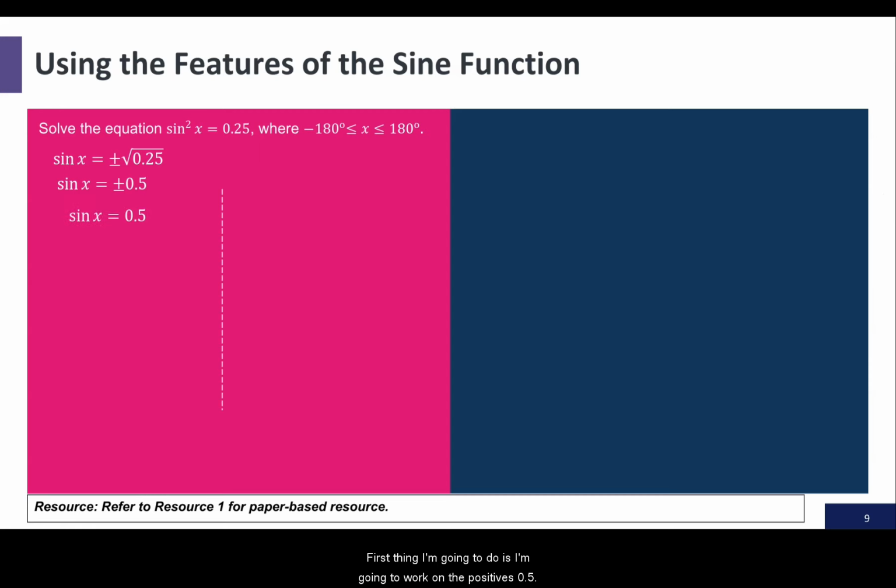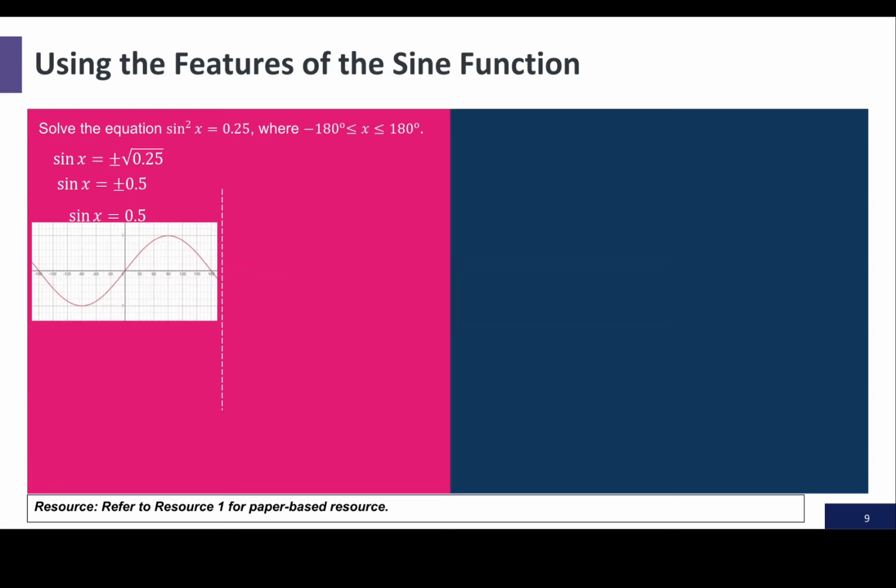First thing I'm going to do is work on the positive 0.5. So I've sketched the function between 0 and 180 degrees. I've drawn in a line where 0.5 would be, and I can see two solutions. One there and one there.